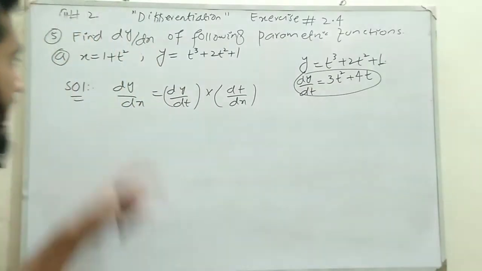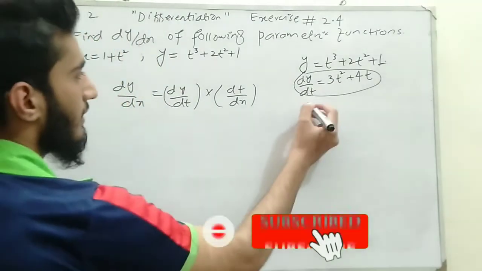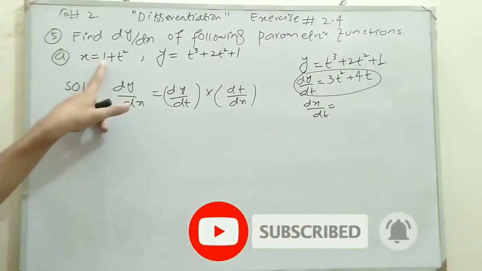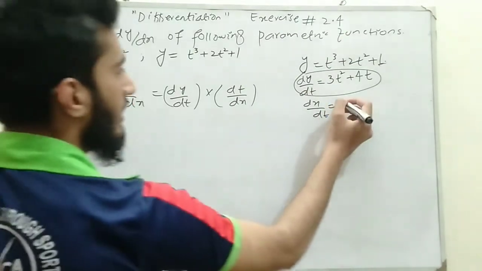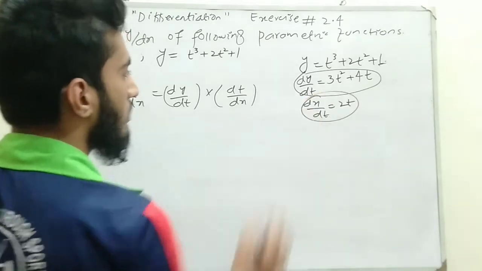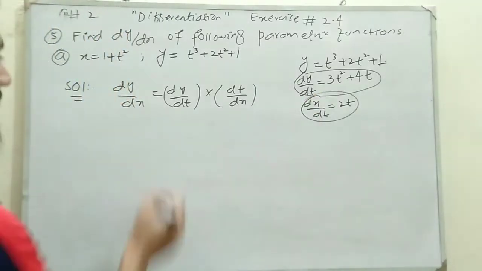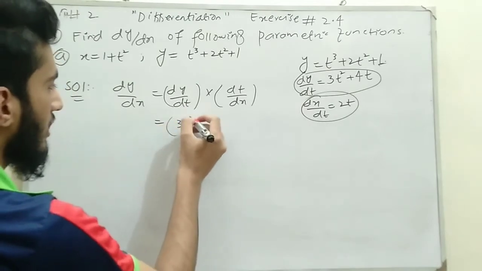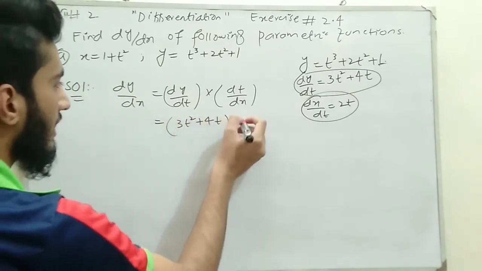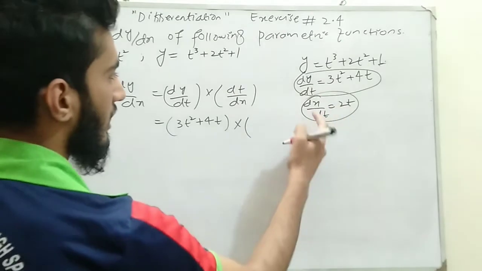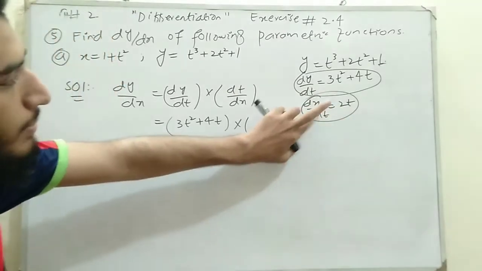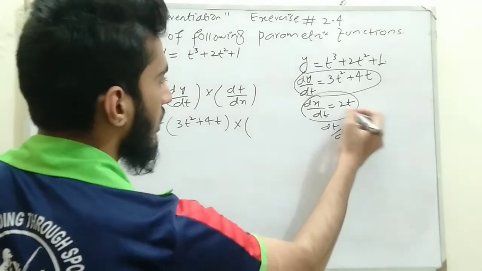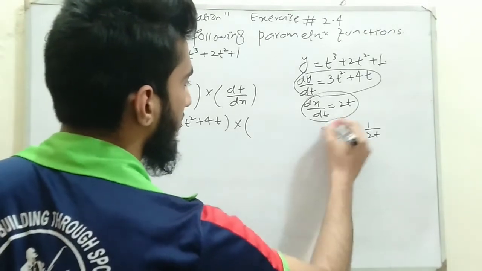Now take the derivative of x with respect to t, so dx by dt will be equal to the derivative of 1, which is 0, and the derivative of t square, which is 2t. Now putting the values over here to find dy by dx. So dy by dt is 3t square plus 4t, multiplying dt by dx. This is dx by dt, so reciprocate both sides. So dt by dx will be equal to 1 over 2t.